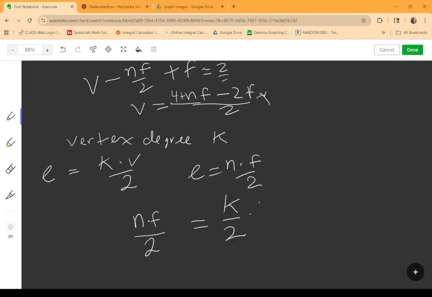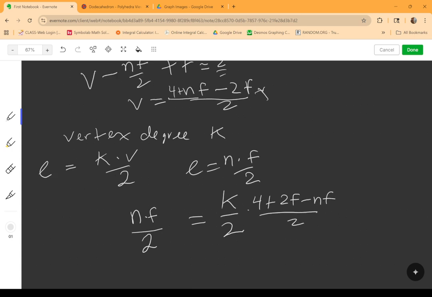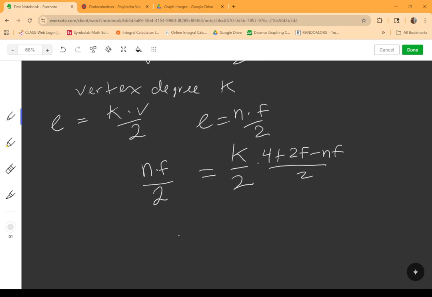Okay, so 4 plus 2f minus nf over 2. Okay, and then solving for k, we get 2nf over 4 plus n minus 2 over f. Okay.